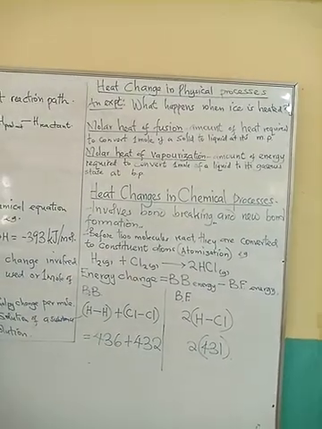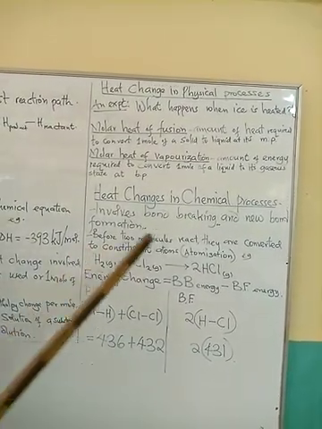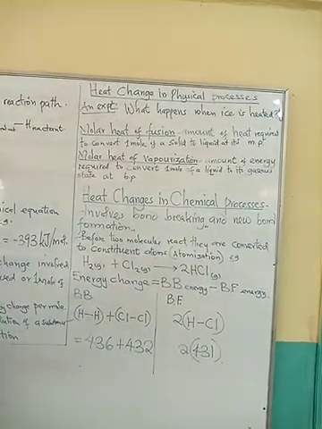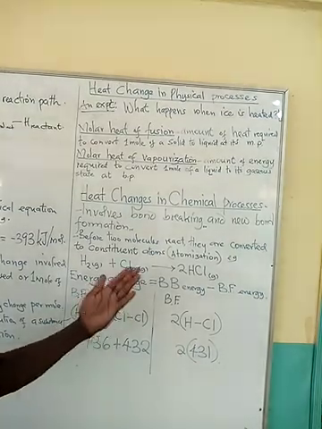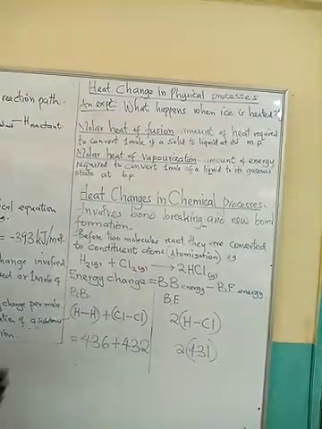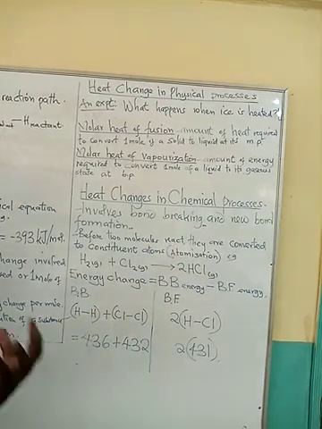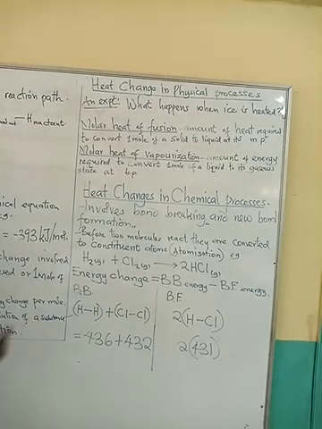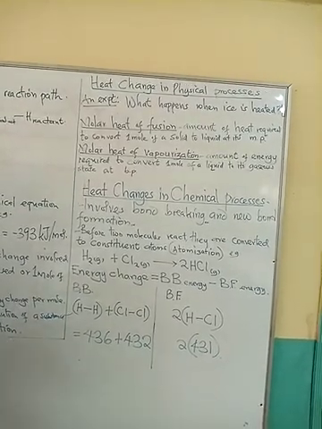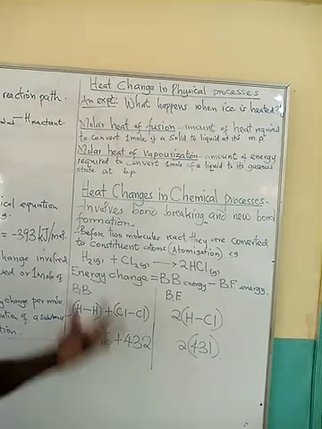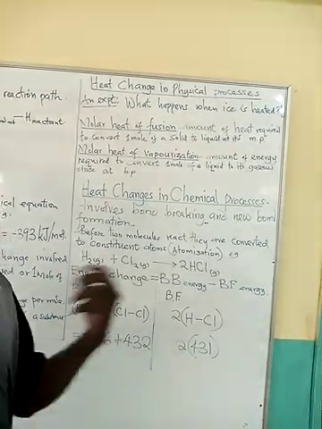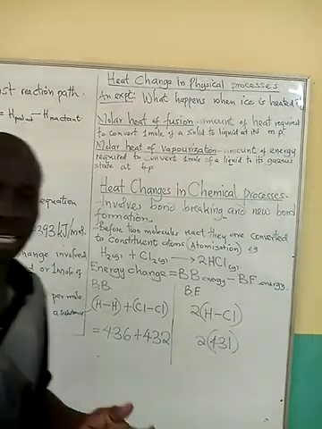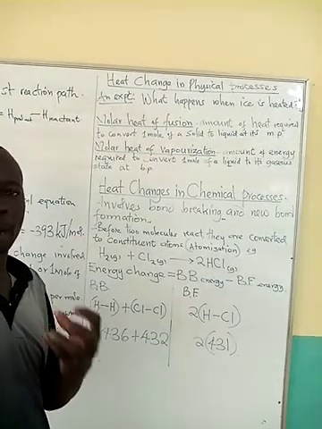Students, let us look at the heat changes in chemical processes. The heat changes in chemical processes involve bond breaking and new bond formation. Bond breaking is an endothermic process, that is, heat is absorbed. Bond formation is normally an exothermic process. And before 2 molecules react, they are first converted into constituent atoms. This process, where the molecules are converted into constituent atoms, is referred to as atomization.